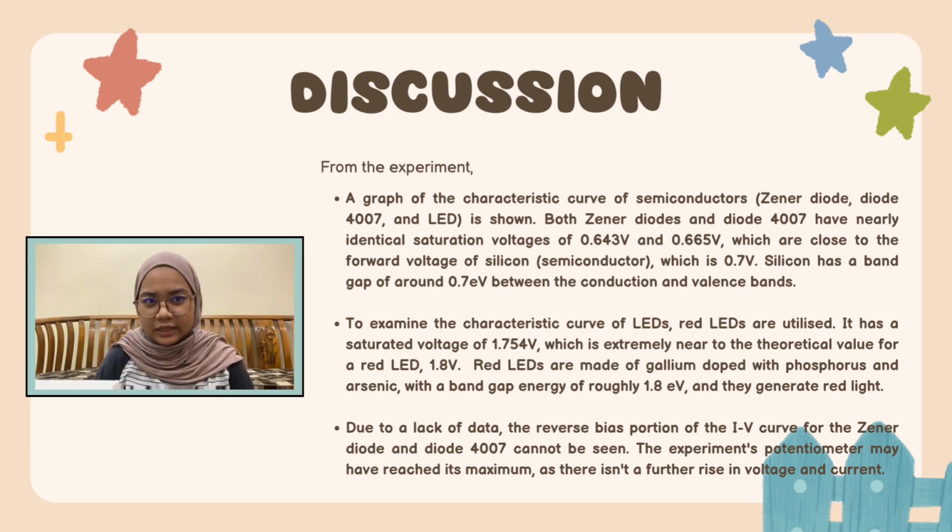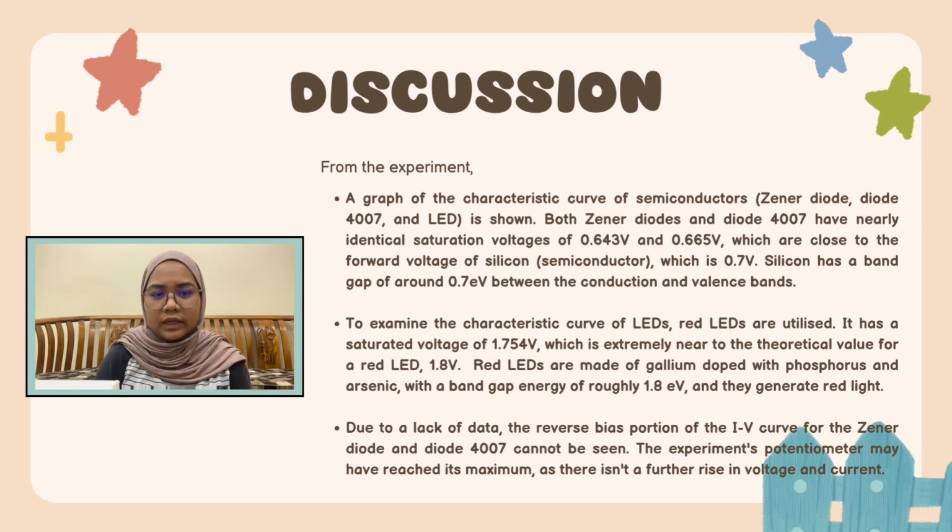And silicon has a band gap of around 0.78 volt between the conduction and valence band. For the LED, it has a saturated voltage of 1.754 volt, which is nearly the theoretical value for a red LED, which is 1.8 volt. Red LEDs are made of gallium doped with phosphorus and arsenic with a band gap energy of roughly 1.8 volt, and they generate red light.